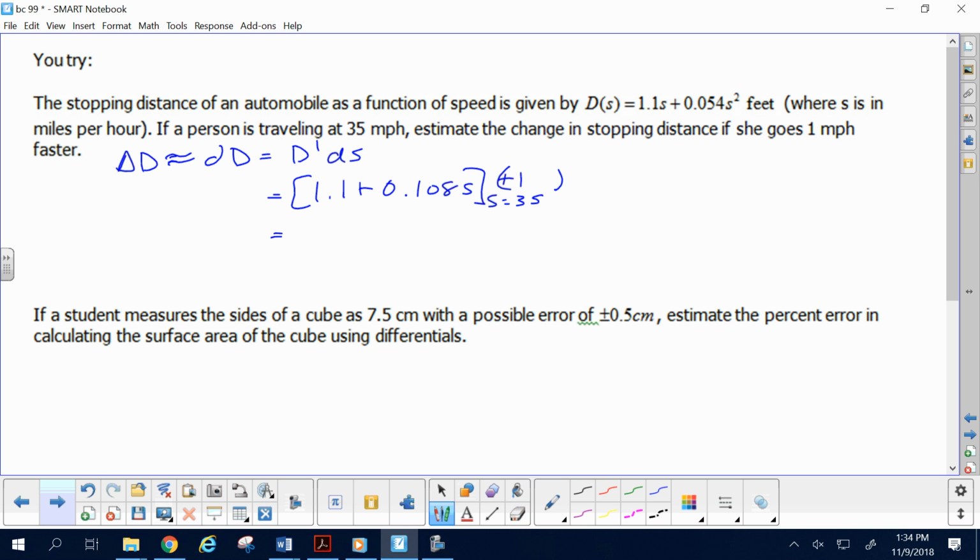3.7. Eight, maybe? Did you get 4.88 with the appropriate work? And what are the units? Feet. By going 1 mile per hour more, how much will the distance change? You're looking for the stopping distance, and the units are feet. By going just 1 mile an hour more, your stopping distance will be approximately 4.88 more feet.